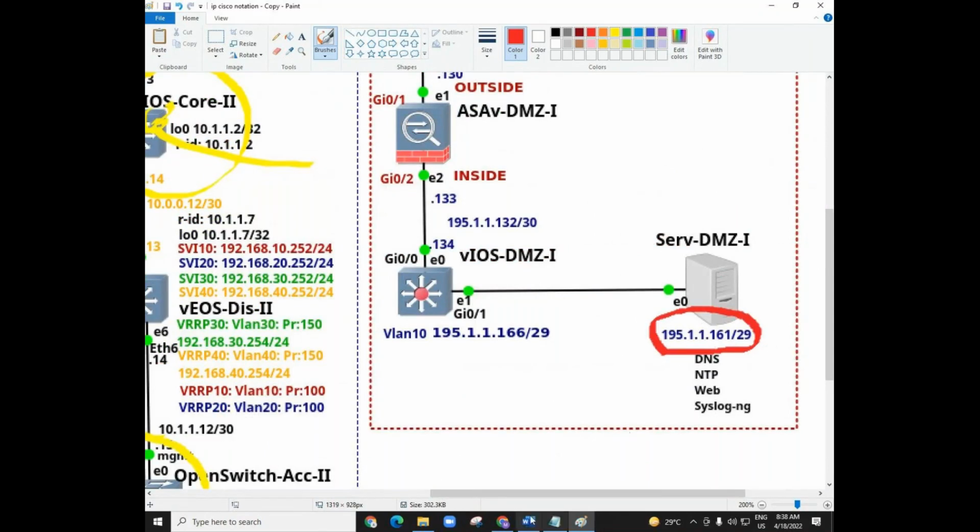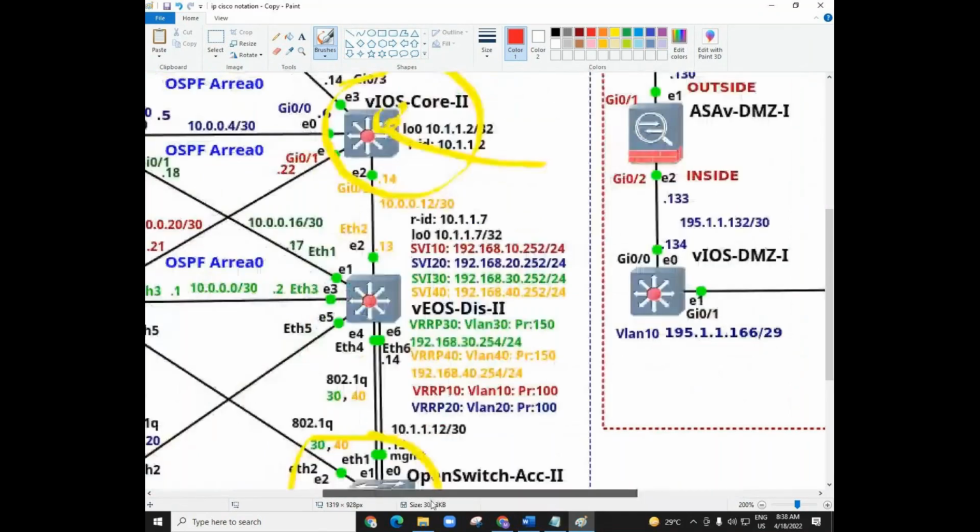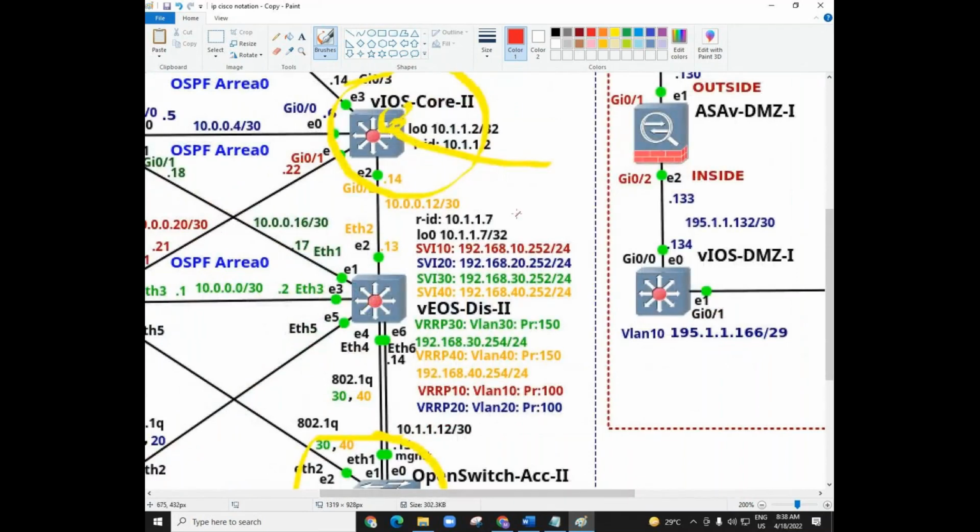So see, when you look at the computer network here, there are many IP addresses. Each and everything, whatever numbers you see, is actually an IP address. 10.0.0.16 is an IP, 10.0.0.0/30 is a number. So we have many different IP addresses here.